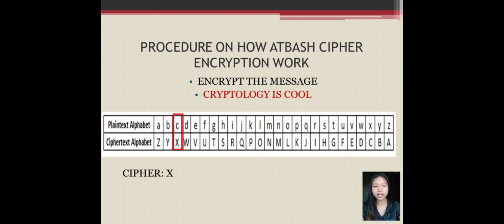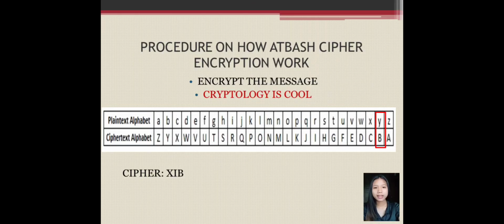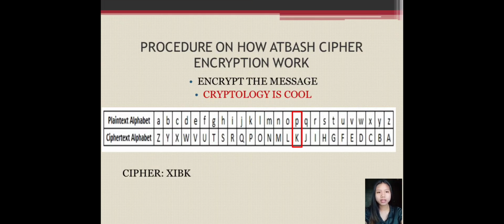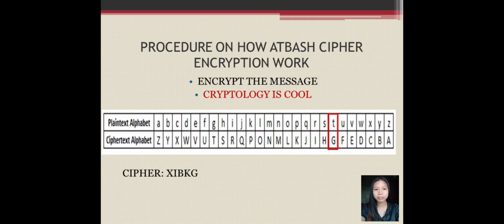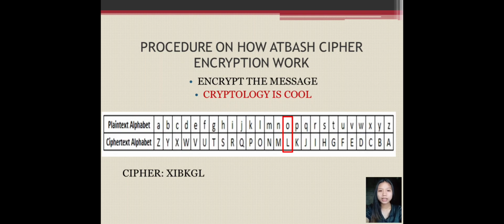The plaintext C ciphers to X, so the encrypted letter is X. The plaintext R ciphers to I, so the encrypted letter is I. Plaintext Y ciphers to B, so the encrypted letter is B. Plaintext P ciphers to K, so the encrypted letter is K. Plaintext T ciphers to G, so the encrypted letter is G. Plaintext O ciphers to L, so the encrypted letter is L.